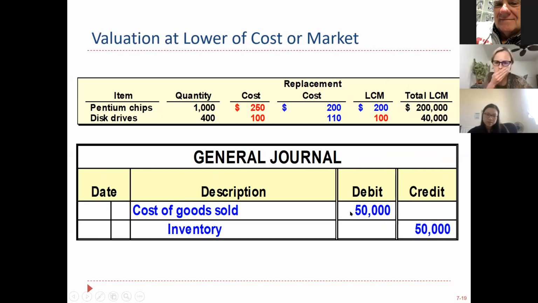Say that again. I'm so sorry. Yeah, we're carrying them at a cost of 250. We should be carrying them at 200 each. 250 minus 200 is a $50 loss on each, 50 times 1,000 equals 50,000. Oh, so you take the original cost of goods and then you take the replacement cost and you subtract it, and that's what you debit from the cost. Correct. Got it. Thank you. Correct.